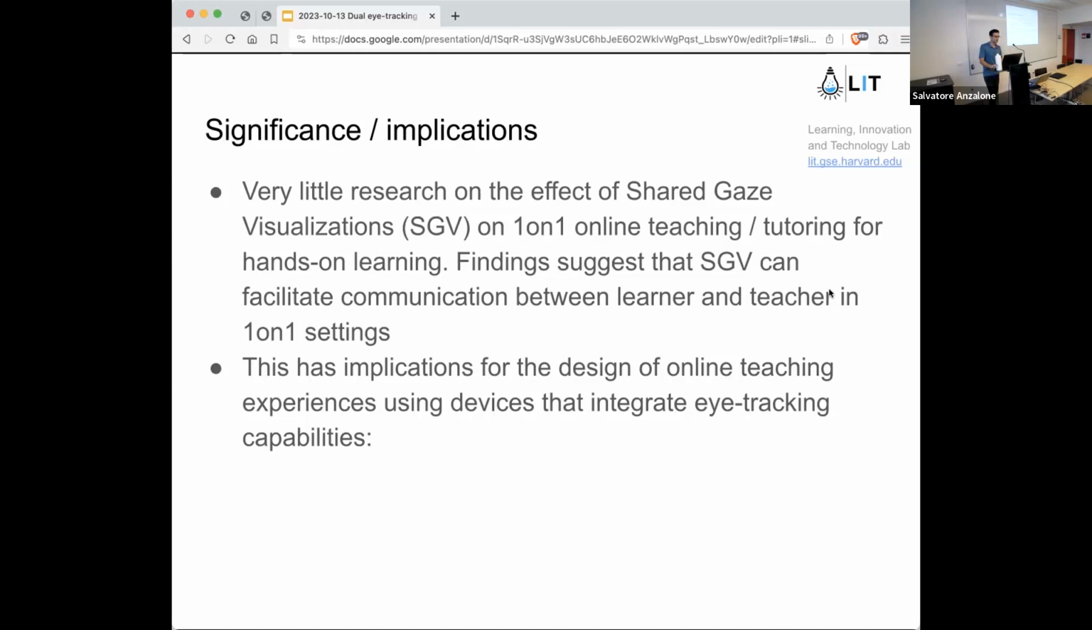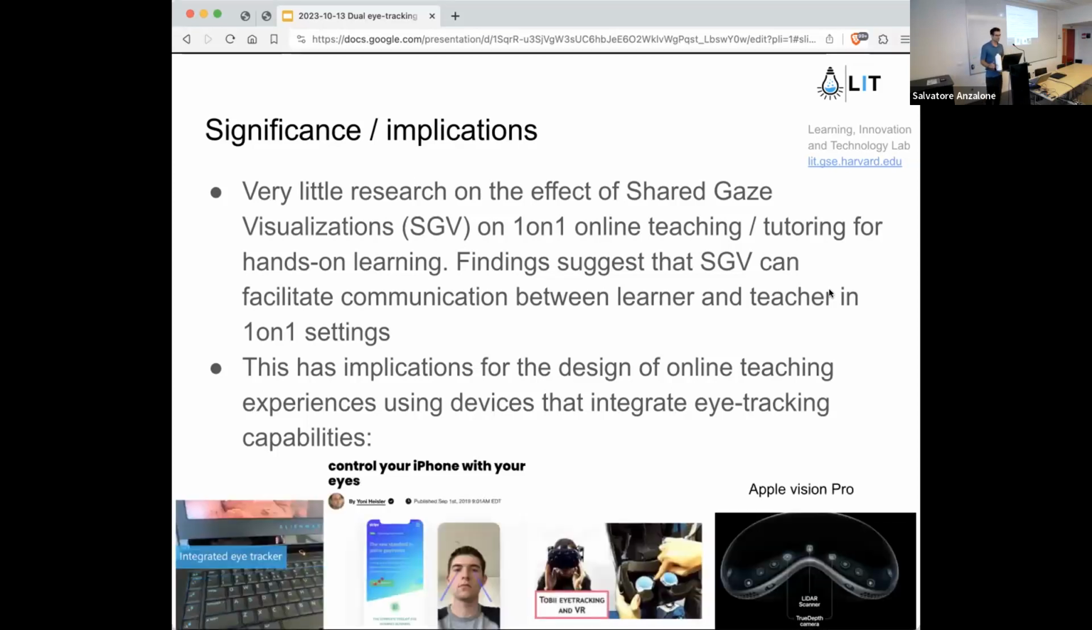And a lot of the devices that allow for those experiences are starting to have eye tracking capabilities. So obviously you have laptops and smartphones that can do eye tracking, but there are a lot of AR and VR headsets that do eye tracking as well. The Apple Vision Pro does eye tracking. So there might be interesting applications in those kinds of spaces in the future of using shared gaze visualizations.